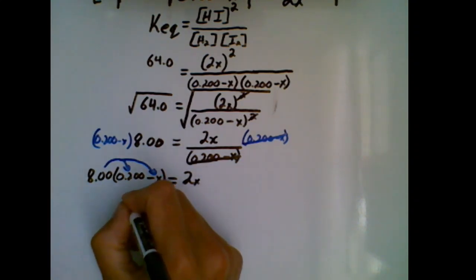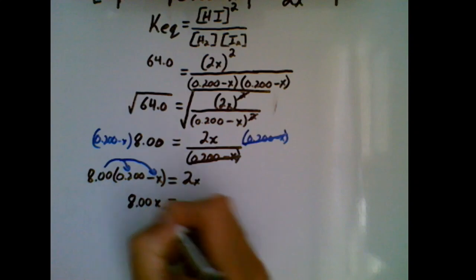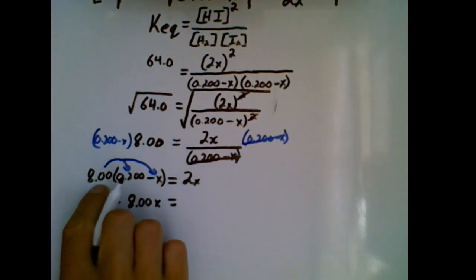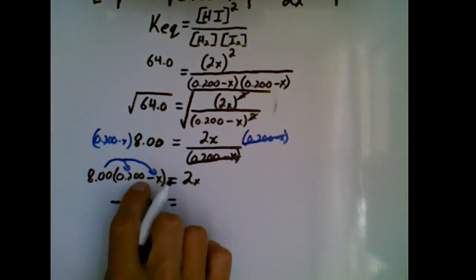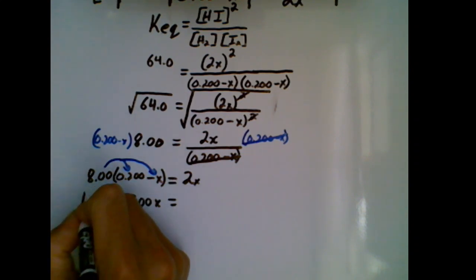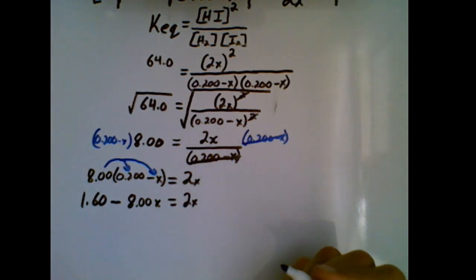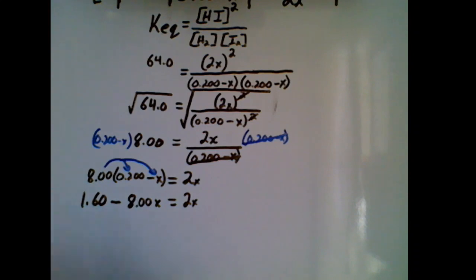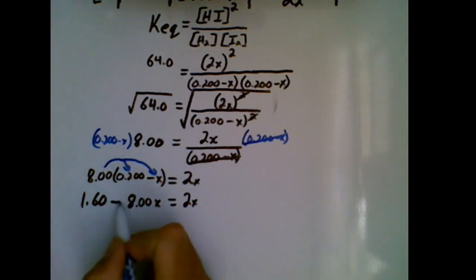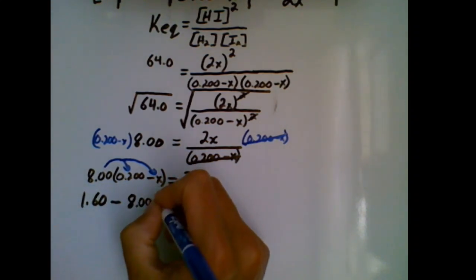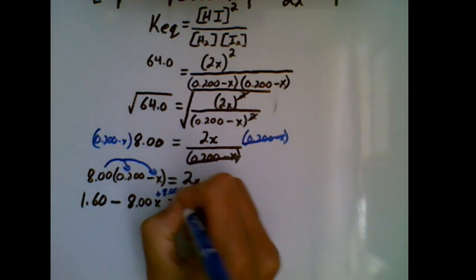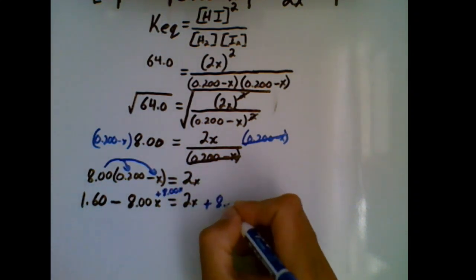8.00 multiplied by x, that's going to be 8.00x. 8.00 multiplied by 0.200, that's going to be 1.60, and that's still equal to 2x. Now we want to solve by getting x on both sides. So the terms that have x, we need to move them to the same side of the equation. Since this is a negative 8.0x, we're going to add 8.0x to both sides of the equation.